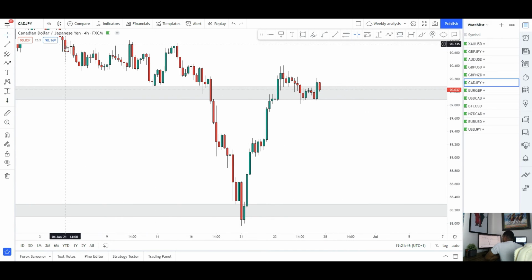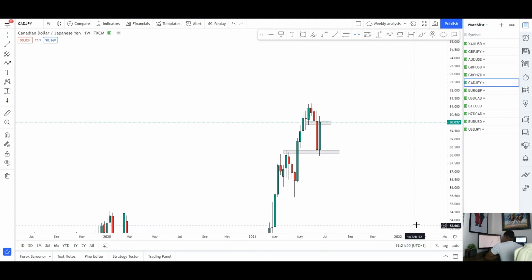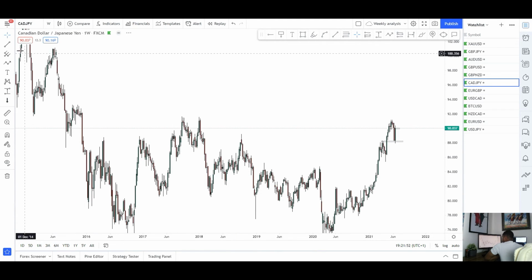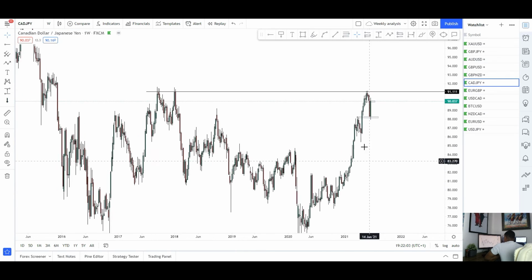around the 88-200 mark. So again, more downside for CAD JPY, and if I go into the weekly chart, you can see where we are. If we zoom out, again we have this double top here where the market tested this area once, twice, collapsed to the downside all the way back down to around that 81 area. So I do think we can see a bearish reaction.